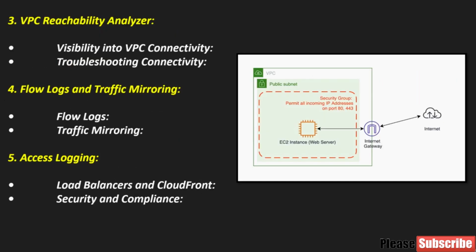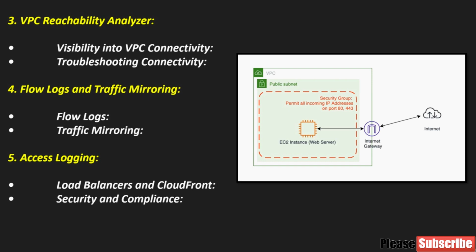So what about the VPC Reachability Analyzer? For visibility into VPC connectivity, this feature allows you to analyze the reachability between resources within your virtual private cloud. The shortcode is VPC. We also need to focus on troubleshooting connectivity, because it helps identify and resolve connectivity issues with ease.